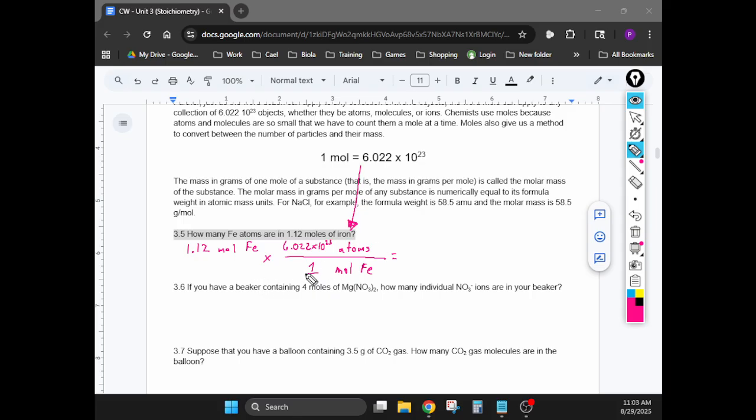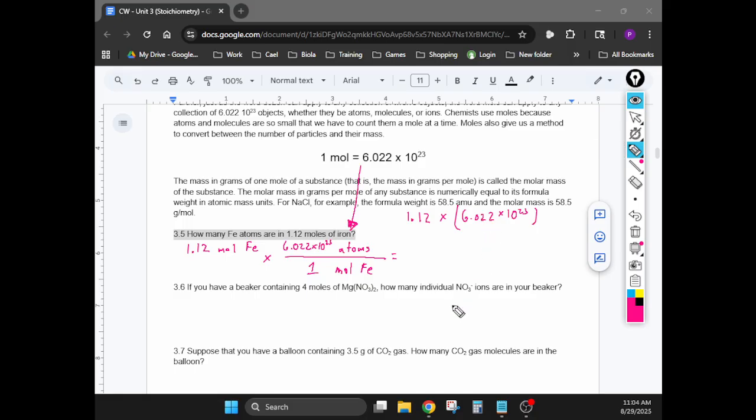We can ignore the 1 on the bottom because if you divide by 1, it's the same number. So the way that you solve this is you just do what's in the equation. You have the numbers on the top of the fraction, so we're doing 1.12 times 6.022 times 10 to the 23rd. This is the actual operation that we're doing.